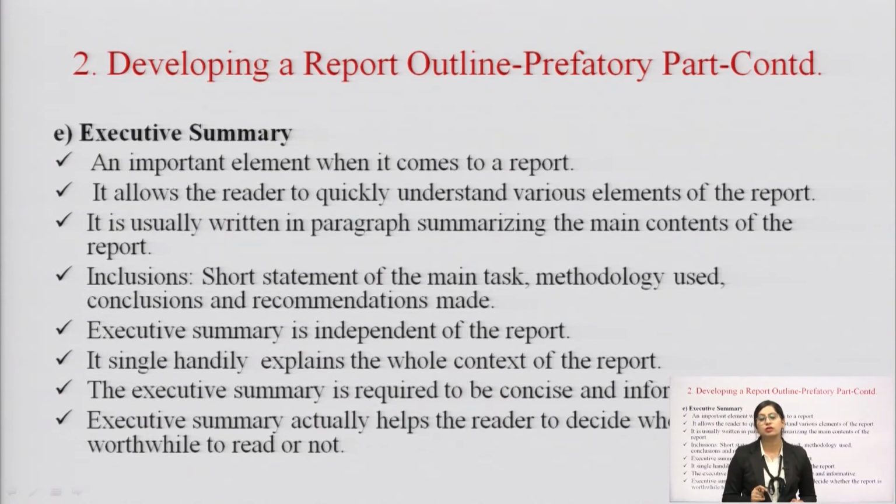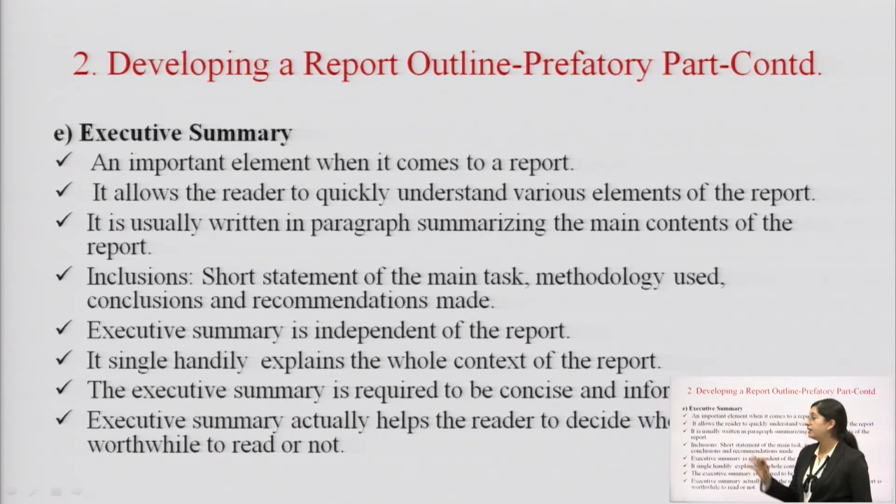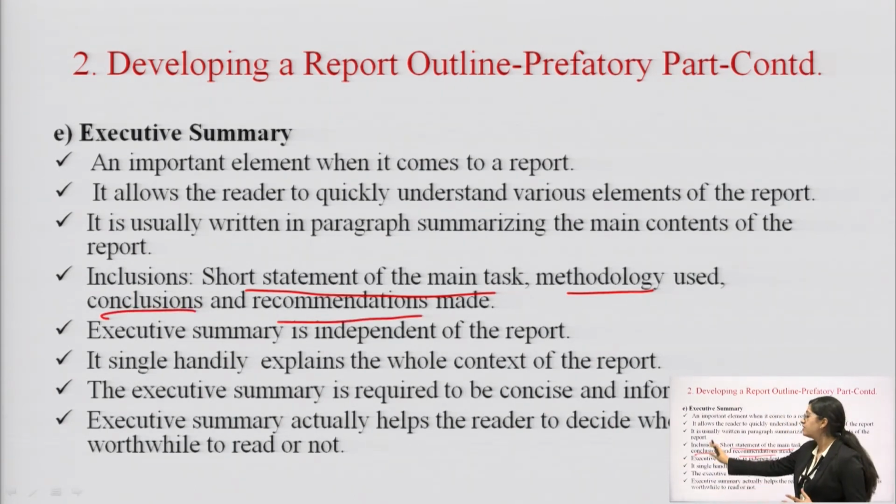Because that one page is going to decide whether the person is going to turn the page and take the rest of the report forward, or the person is not finding the report to be very interesting or worth reading. All right. So, the executive summary, an important element when it comes to a report, allows the reader to quickly understand the various elements that are being presented in the report. Now, it is usually written in the form of a paragraph: inclusion, a short statement of the main task, methodology, conclusion, recommendations made. As I have told you, this is what you are going to include in your executive summary.